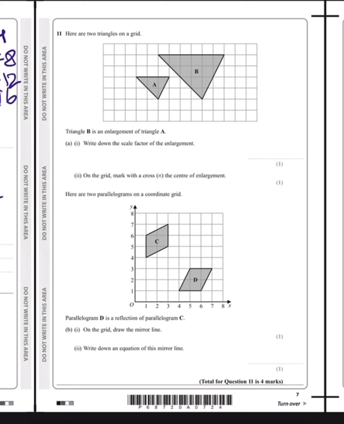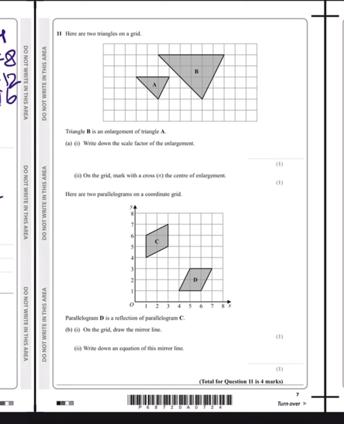So let's get started. We're on question 11 now. As you can see, the question is: here are two triangles on a grid. So we have been given two triangles. Triangle B is an enlargement of triangle A.